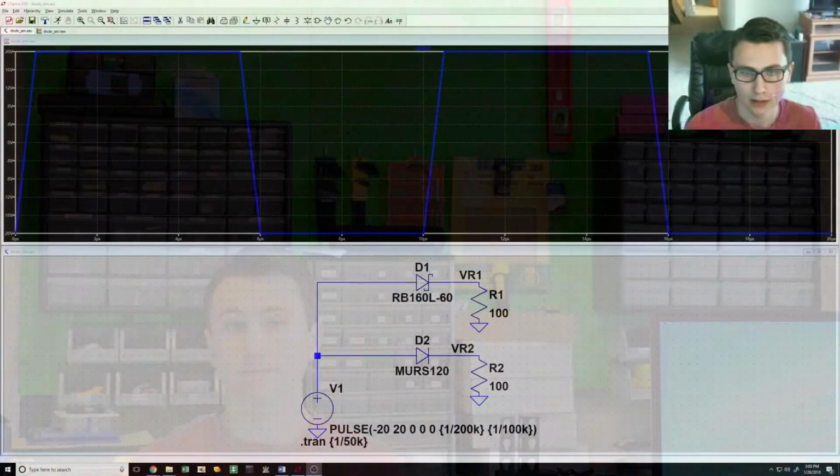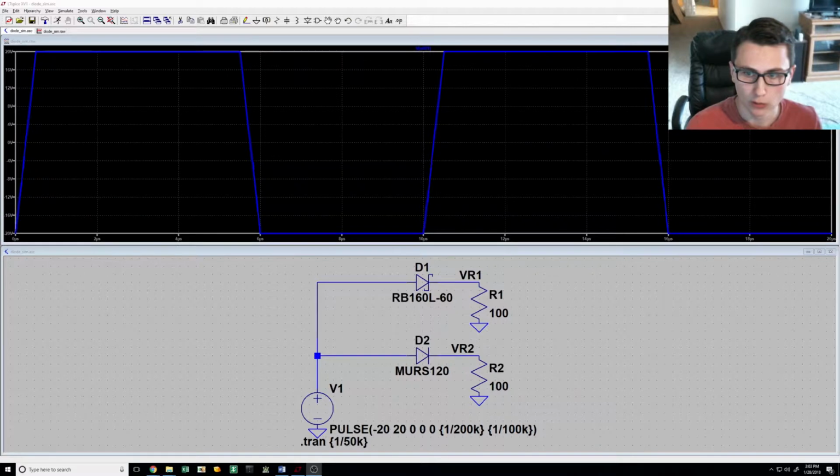Let's look at a simple situation that demonstrates the differences between a silicon and Schottky diode. We have two diodes, one silicon rectifier diode and one Schottky diode. The Schottky diode is D1 and the silicon diode is D2. The applied waveform is a pulse source stepping from negative 20 volts to 20 volts at a frequency of 100 kilohertz. This voltage is fed through the two diodes into their corresponding loads.